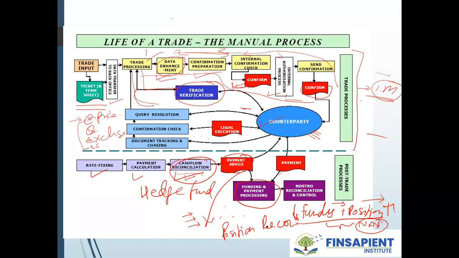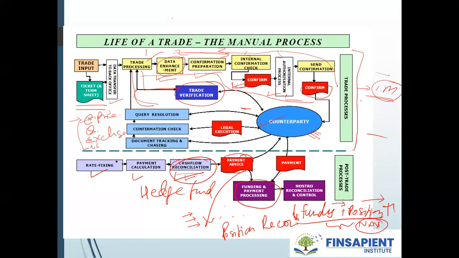Where would this rate fixing and payment calculation come into the picture, and how would this come into the picture? Could you please explain a bit? How the payment comes into the picture? The rate fixing and the payment calculation in cash recon. I mean, how they come into the picture and how these are done in the cash flow reconciliation.